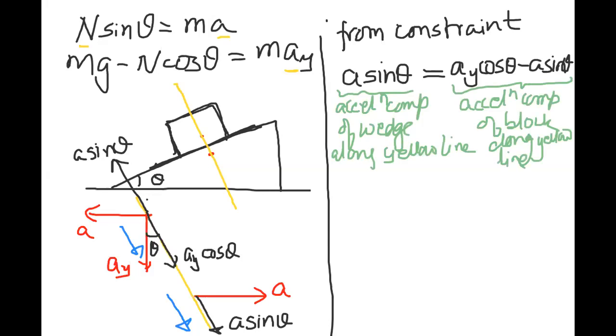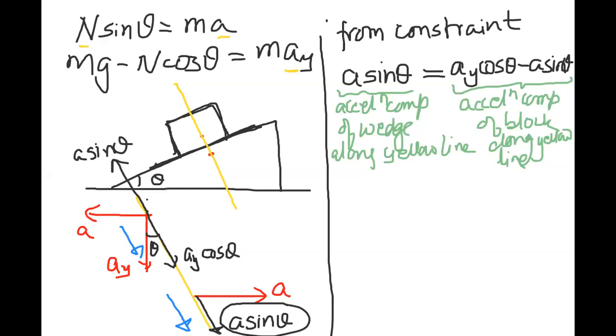So from this, what do I get? Direction of acceleration. Look at the blue arrows. That is why I've drawn the blue arrows. The lower blue arrow tells me the direction of acceleration of the wedge along the yellow line, and of course, this is the magnitude of the acceleration.